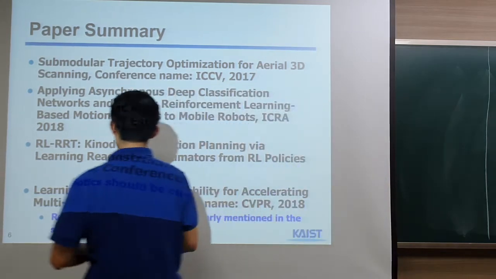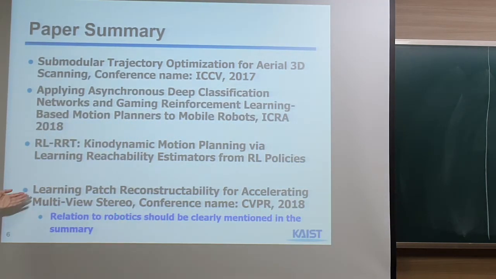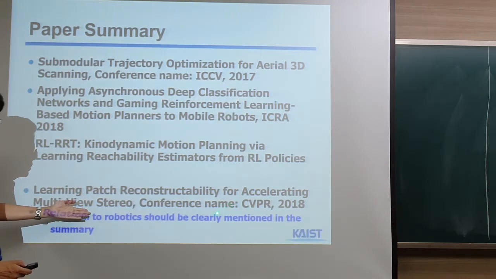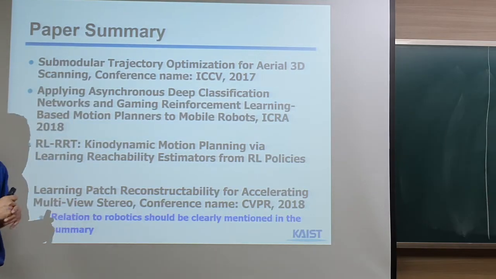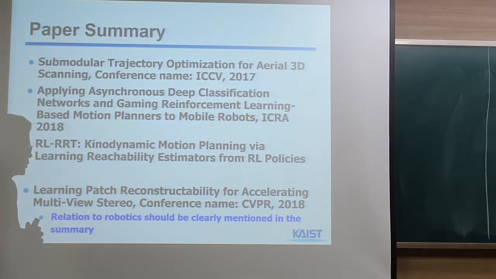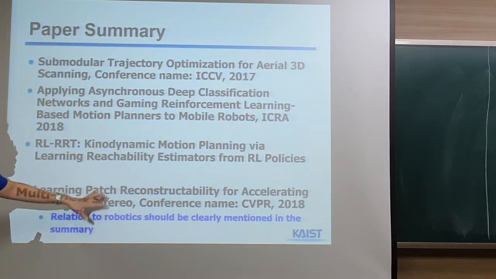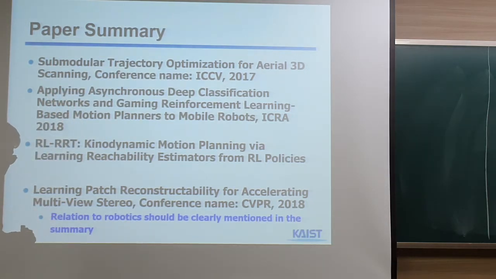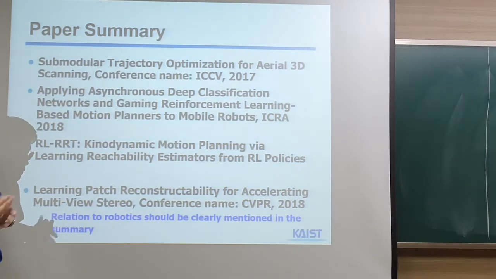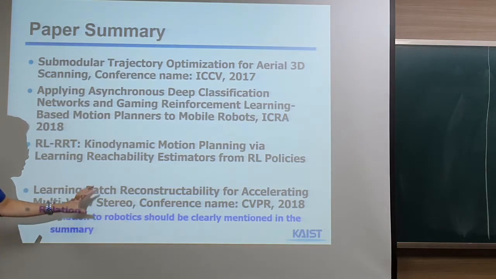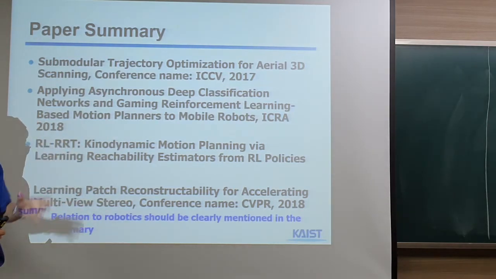I hope that I can briefly touch on reinforcement learning in the class. But one of you also presented the paper Learning Patch Reconstruction for Accelerating Multi-View Stereo, from CVPR. When I looked at the abstract of this paper, I wasn't able to see a clear connection between this paper and the main theme of our course, path planning. I recommend you find papers that are related to our course theme, or at least write down the connection between the paper and the main theme of our course.